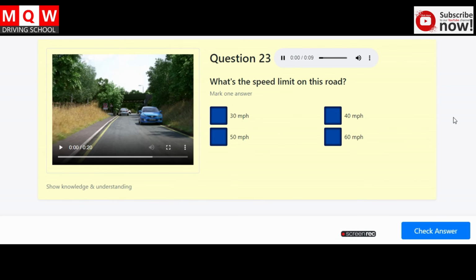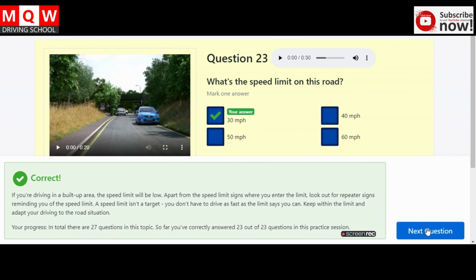What's the speed limit on this road? 30 miles per hour. 40 miles per hour. 50 miles per hour. 60 miles per hour. Again, this is not a fast moving road. This is a very narrow road. You cannot drive faster, and this is the lowest speed limit they're showing you now. So that's the answer for you. Okay, you cannot drive fast in these situations. Okay, next question.